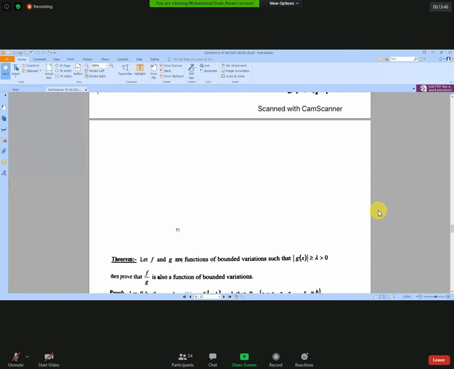Now we have f and g, two functions of bounded variation, and g of x is greater or equal to lambda, which is greater than 0. Then we have to prove that f over g is also a function of bounded variation.